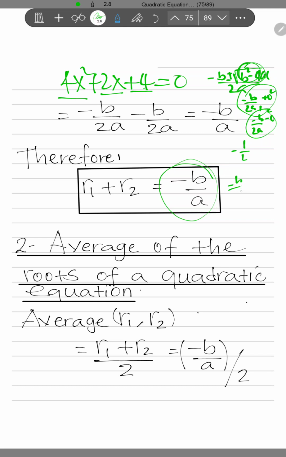The sum of the two is minus b over a. Then the average of the two is just minus b over a divided by 2, which is minus b over 2a. We can assume that way. So the average of the roots of a given quadratic equation is minus b over 2a. I think there is no logic to ask such questions, but we need to know that.